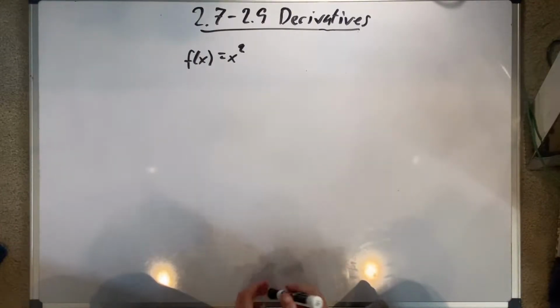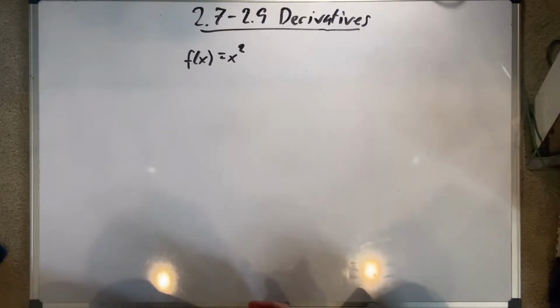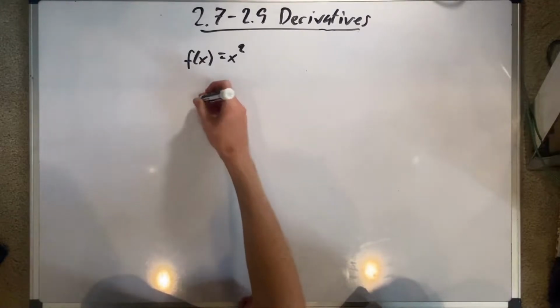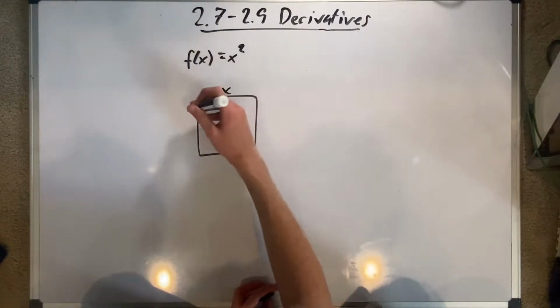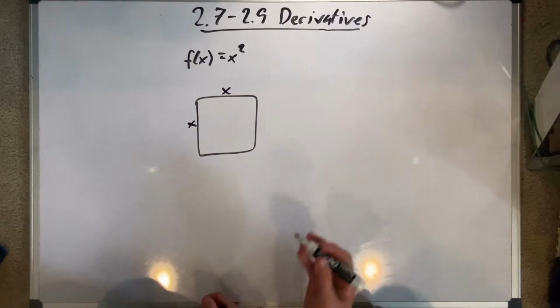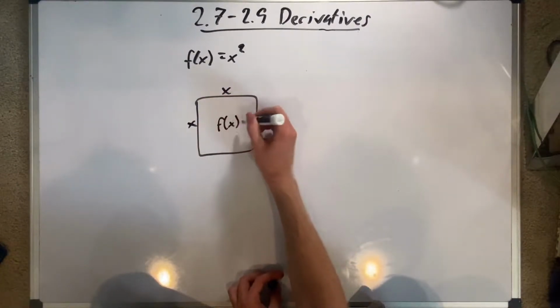We're going to use this function, and this function is cool because you can represent what's going on here geometrically. So we can say here that we have this square. This square has dimensions x and x, which means that the entire thing here is f of x, x squared.